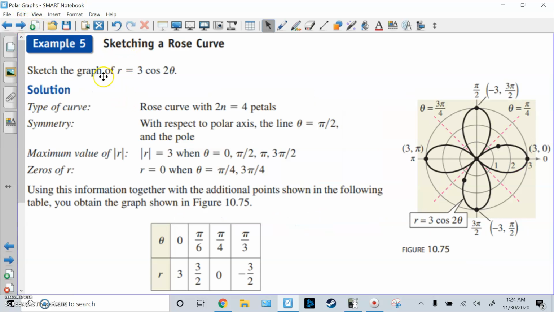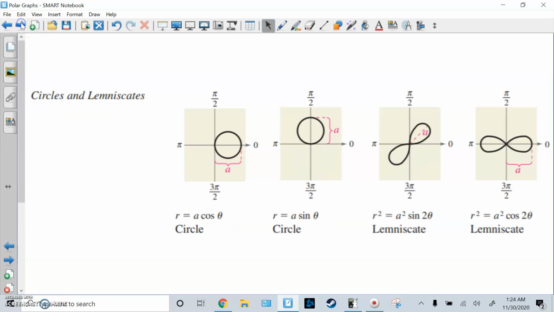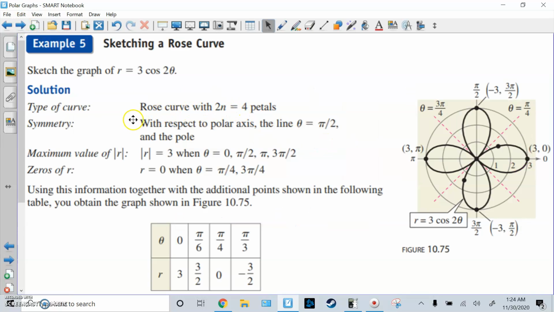To sketch a rose curve, here's an example. r equals 3 cosine 2 theta. First, we notice it's a rose curve because it's cosine of 2 theta, going back to this idea of a multiple angle. It has n is 2, so you double that. There's 4 petals. It's symmetric with respect to the polar axis because of cosine. Also, it's symmetric with respect to the vertical line theta equals pi over 2, and with the pole.